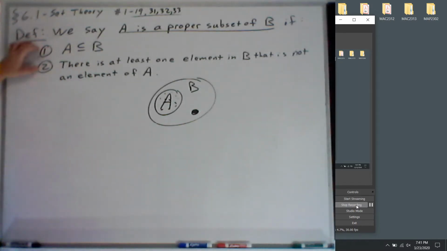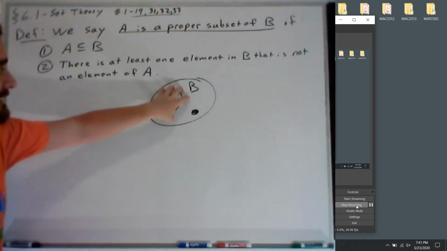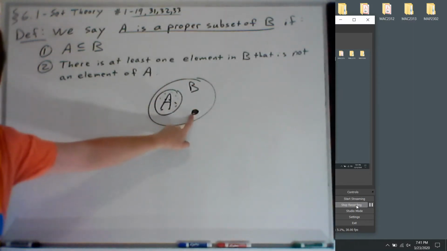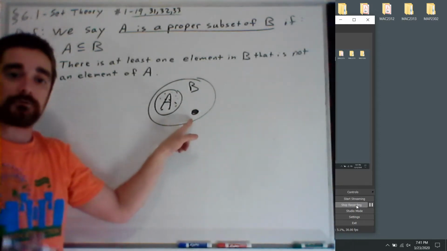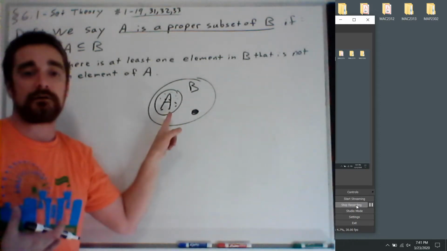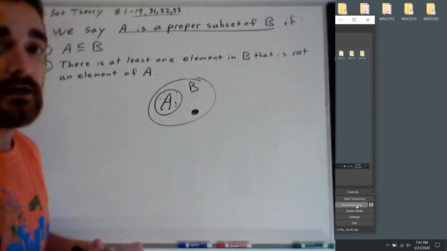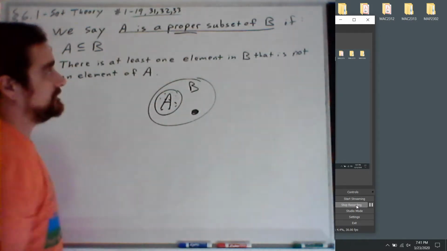That's what these two stipulations mean. The first one means A is completely contained within B, and it's not the exact same thing as B. B has something unique as far as elements are concerned. There's a unique element in B that is not also in A. So they are different sets. That's when we say that A is a proper subset of B.